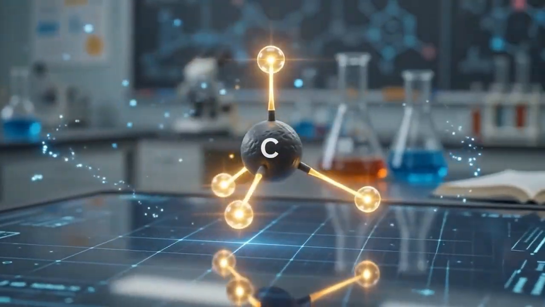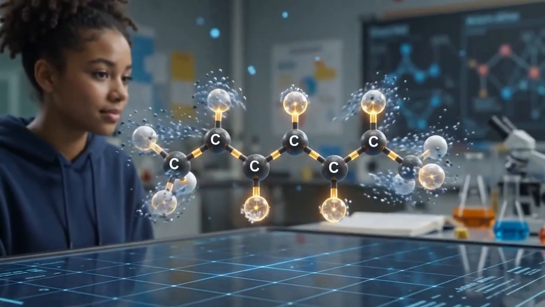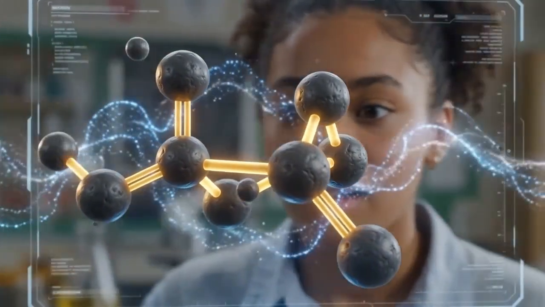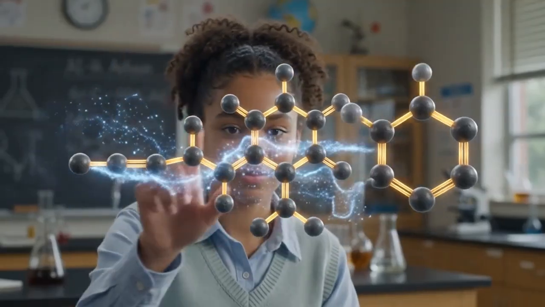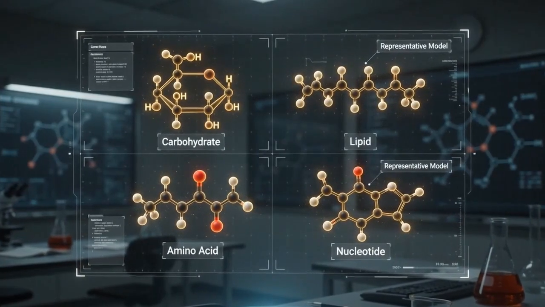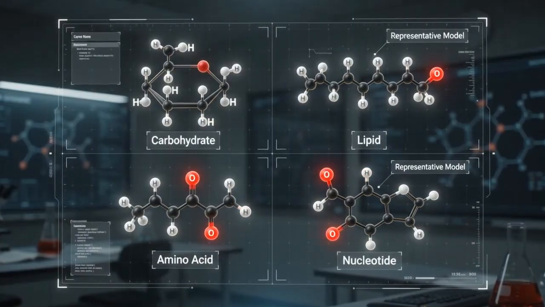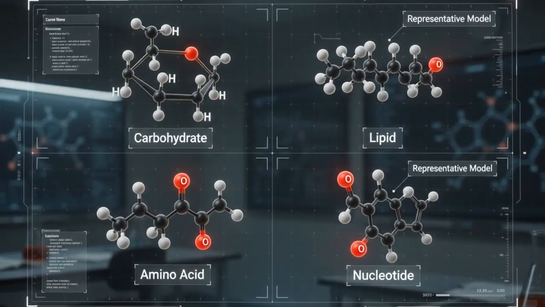Carbon can form 4 covalent bonds. That versatility allows cells to build many stable molecular frameworks. Carbon, hydrogen, and oxygen appear again and again in biological molecules, but not in identical numbers or arrangements.